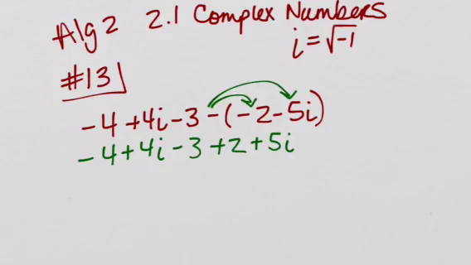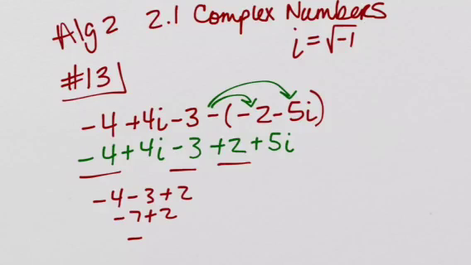So I'm going to underline my like terms. Just a constant, no letters, constant, no letters, constant, no letters. So it looks like I have -4 minus 3 plus 2. -7 plus 2, -5. So know that my answer has a -5 in it somewhere.